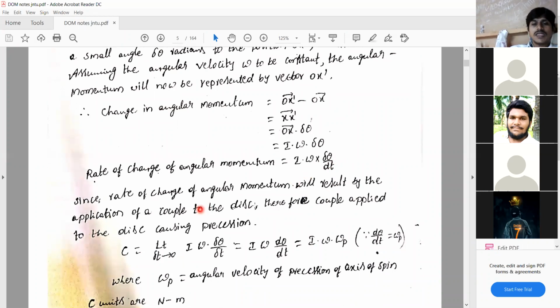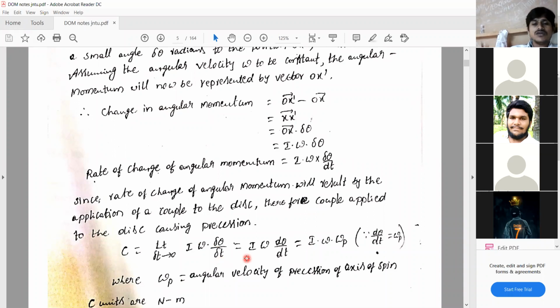So couple will be represented with the symbol C or G. Here it is represented with capital C. Capital C equals limit delta t tends to 0 of I omega del theta by delta t.